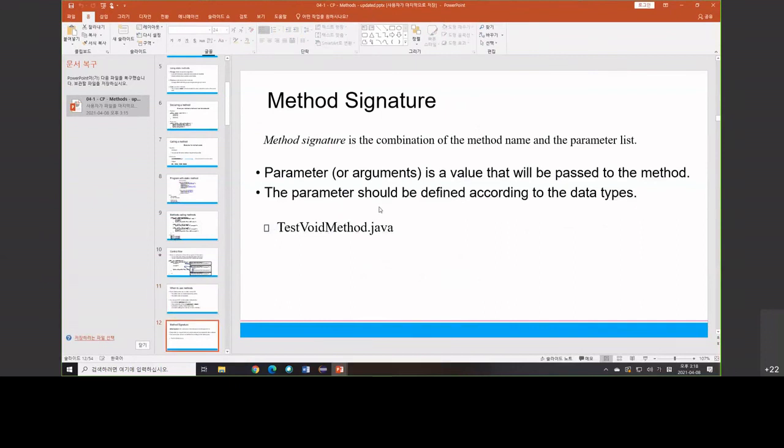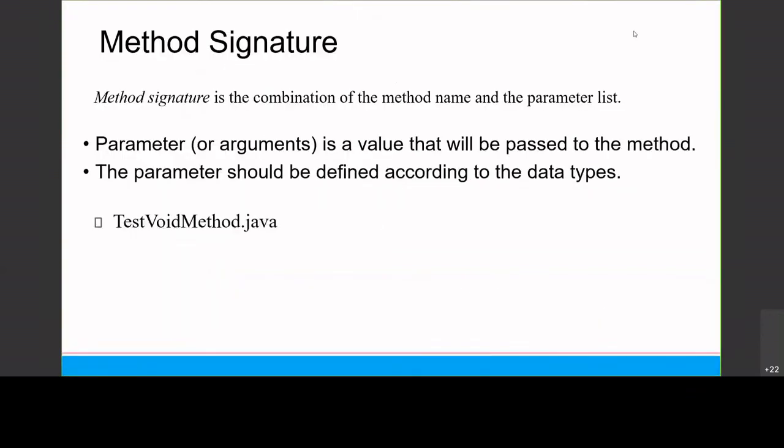So a method actually has a kind of signature. You know signature? The signature means you need to have the method name and you need to have the parameter. The parameter, or we call it arguments, is a value that you will pass to the method. And the parameter should be defined according to the data types. So let's see one example about the parameter.